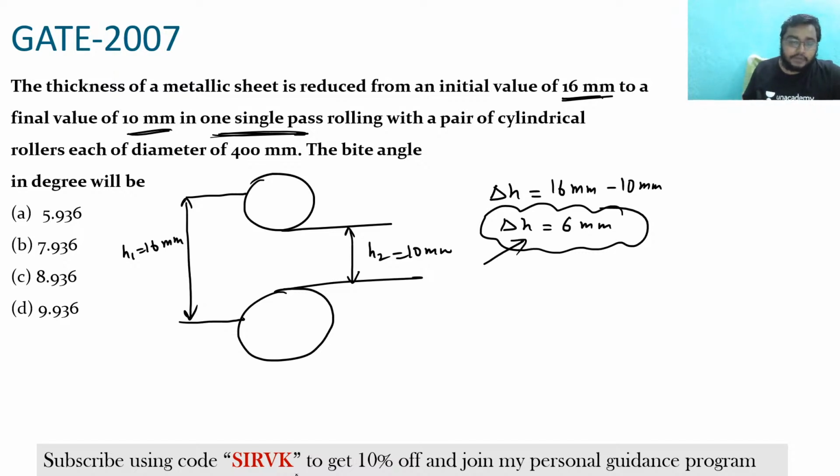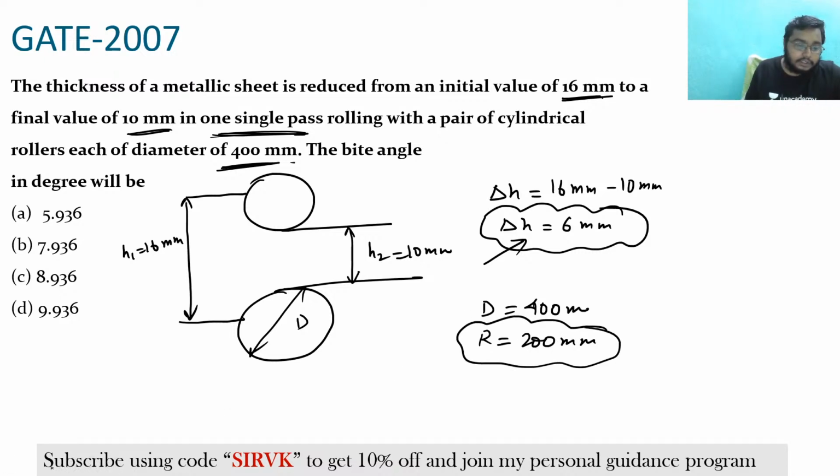So delta H we know. What is the diameter? Diameter of roll is 400 mm. So again, diameter of roll is 400 mm. This is the diameter of roll. So what is the radius of the roll? Is it 200 mm? Now again, you know these things. Again, you know delta H and you know R. Now put these things in the equation.